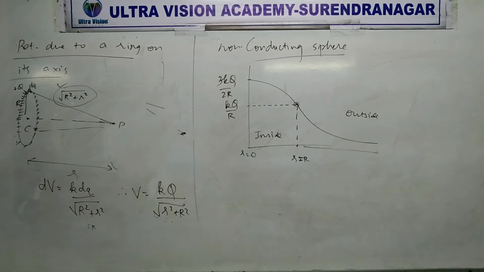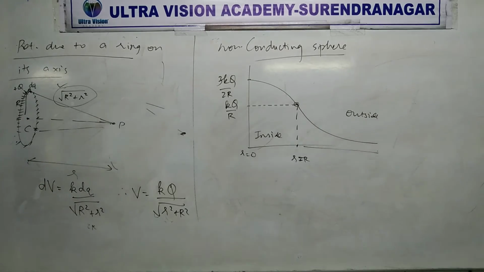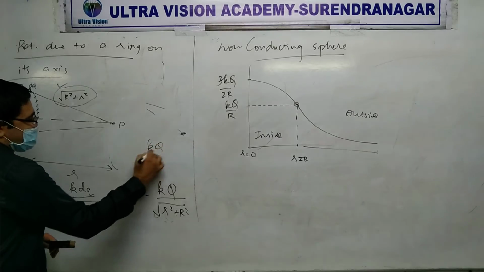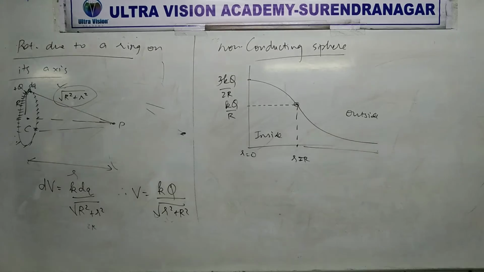So in a ring, can you assume that all the charge is concentrated at the center of the ring? No. Because if you assume it is concentrated at the center, then the potential will be kQ by small r, which is wrong. It is kQ by under root R square plus r square. So this is the formula of potential due to a ring on its axis.